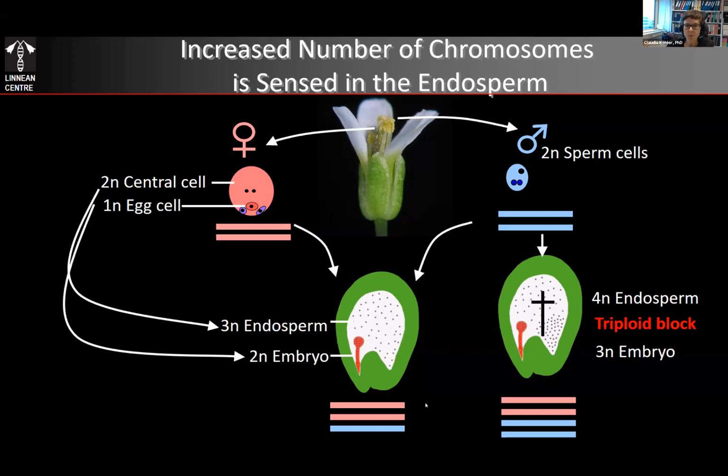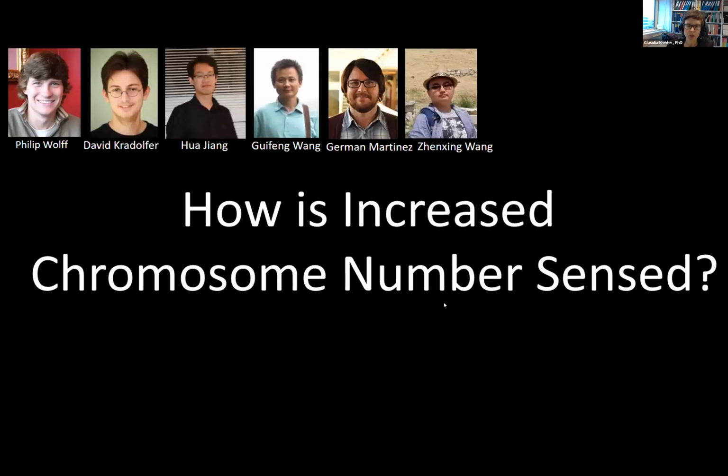So basically it matters whether we have 1 paternal genome copy or 2 paternal genome copies present in the endosperm. The question is, why does it matter? We can also rephrase this question and ask, how is increased chromosome number sensed in the endosperm? Over the years, a number of people in my lab have addressed this question. It started with 2 former PhD students, Philip and David, followed by 3 former postdocs, Hua, Gufang, and Herman, who all have their own labs now. It's currently worked on by Chen Xing, who will also leave the lab at the end of the year to start his own lab in China.